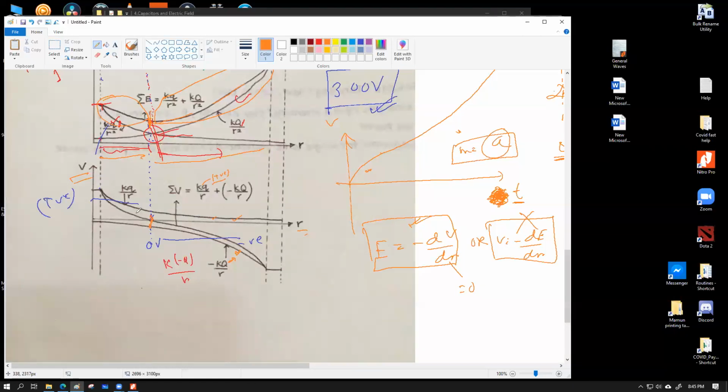Is dv by dr 0 anywhere in this graph? Have a look. This is decreasing, decreasing, decreasing, decreasing, cutting across the x-axis. Then once again, it is increasing in gradient magnitude. Is the gradient of this resultant V graph ever coming across a point where the gradient is 0? No, it is not. So this relationship is not applicable here because it is not true.